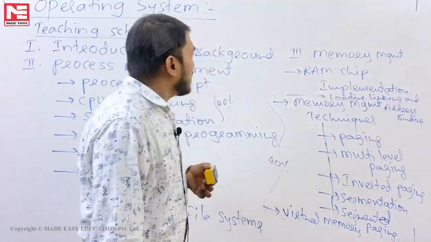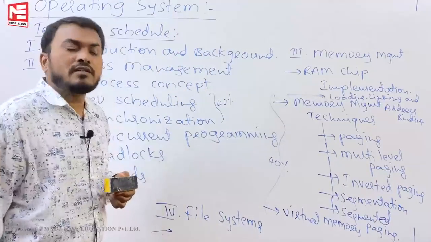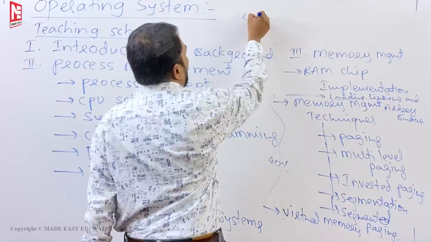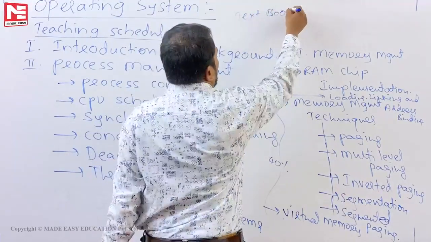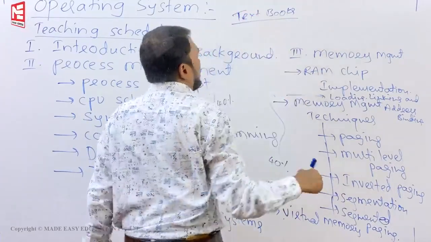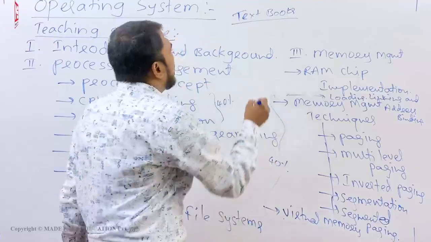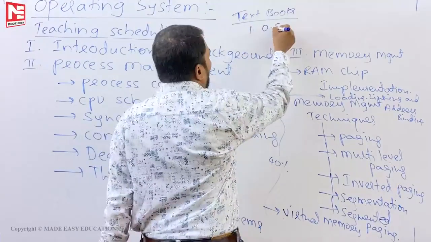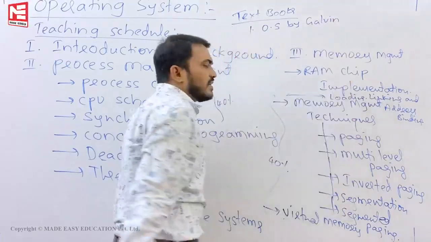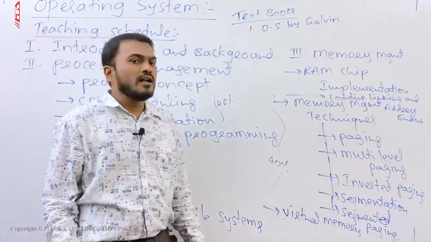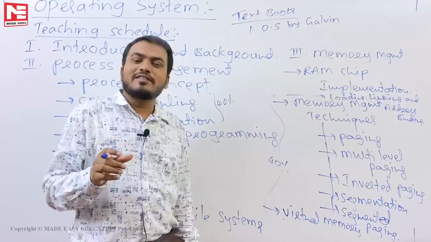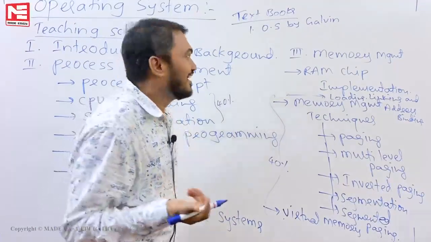Coming to the textbooks, most of you are aware of them. Anyway, I will give the textbooks also, just for reference, because you should be aware of the textbooks. The first textbook is Operating System by Silberschatz Galvin. This is the first textbook you need to refer to. I think most of you studied the same book. I think it has a pink cover with dinosaurs on it, if you remember.